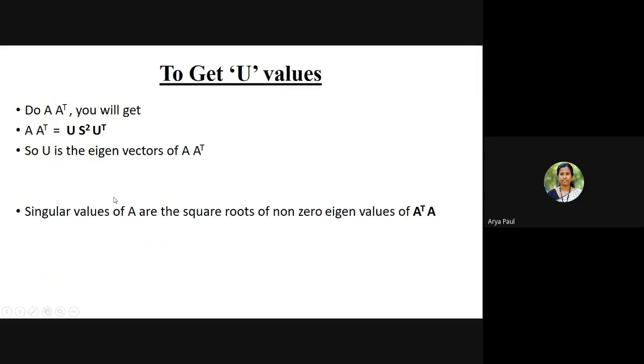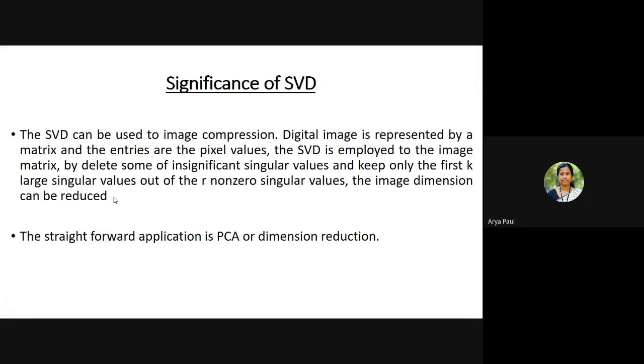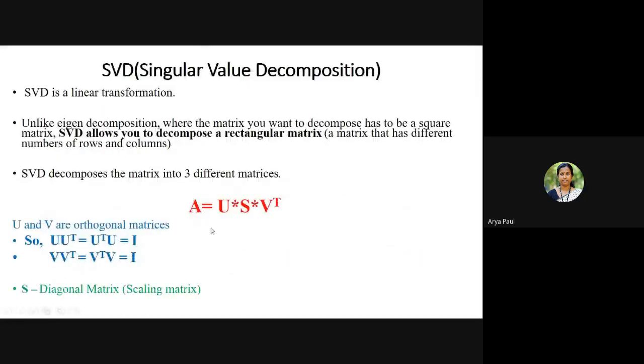So this is how you are mathematically finding the V value, U value, and S value. Ultimately you can decompose this A matrix as U into S into V transpose. You can find U, you can find V, you can find S. I hope this is clear.